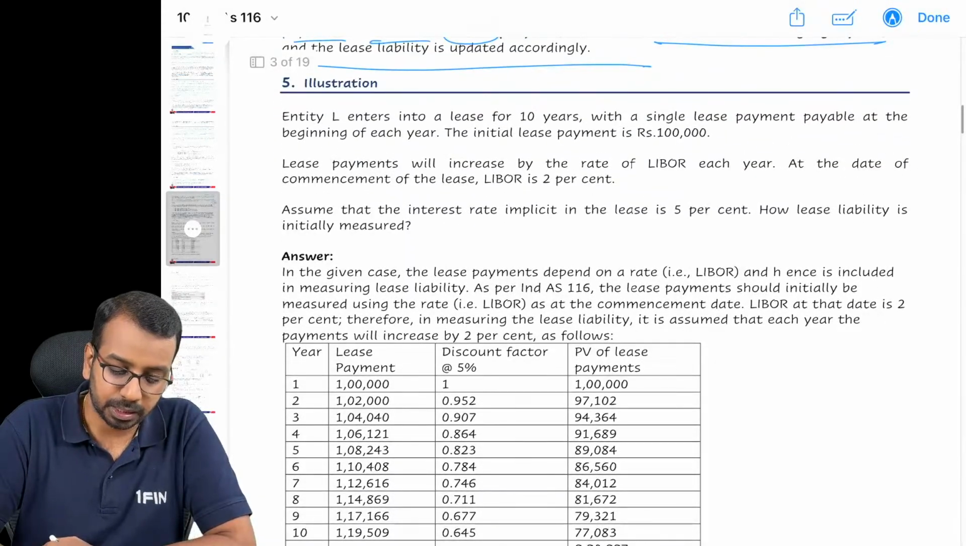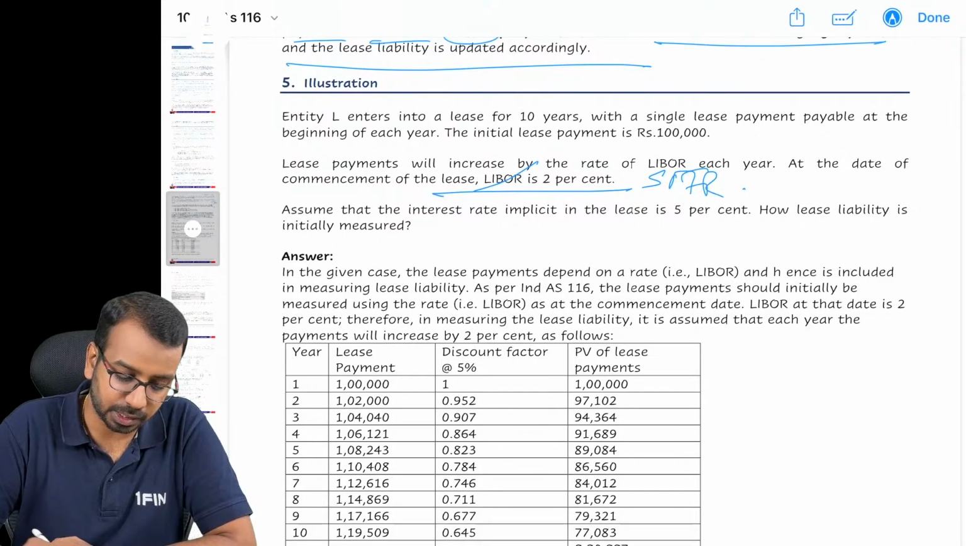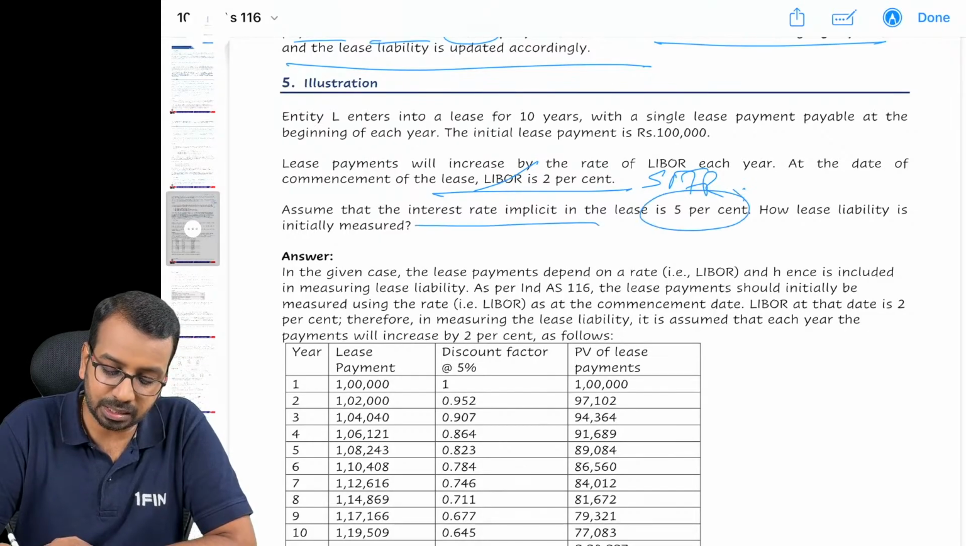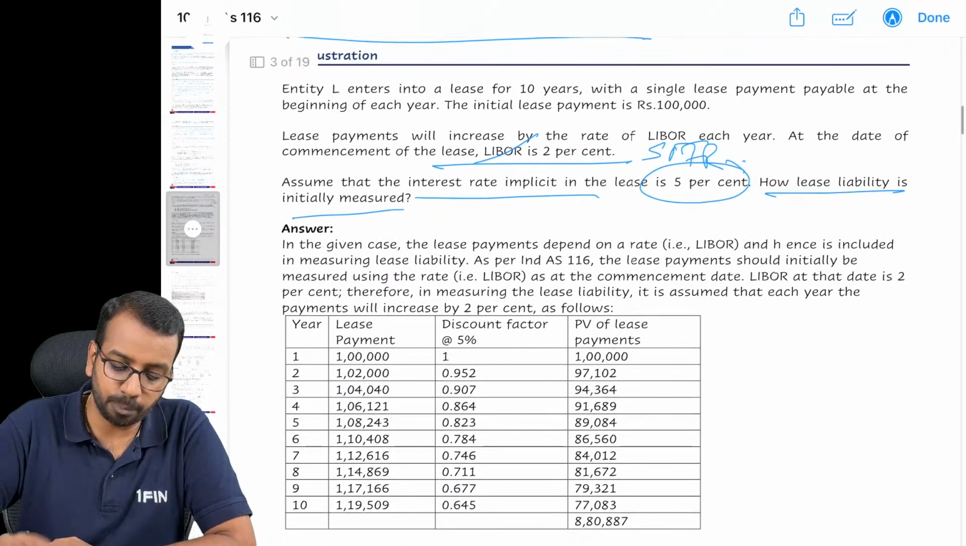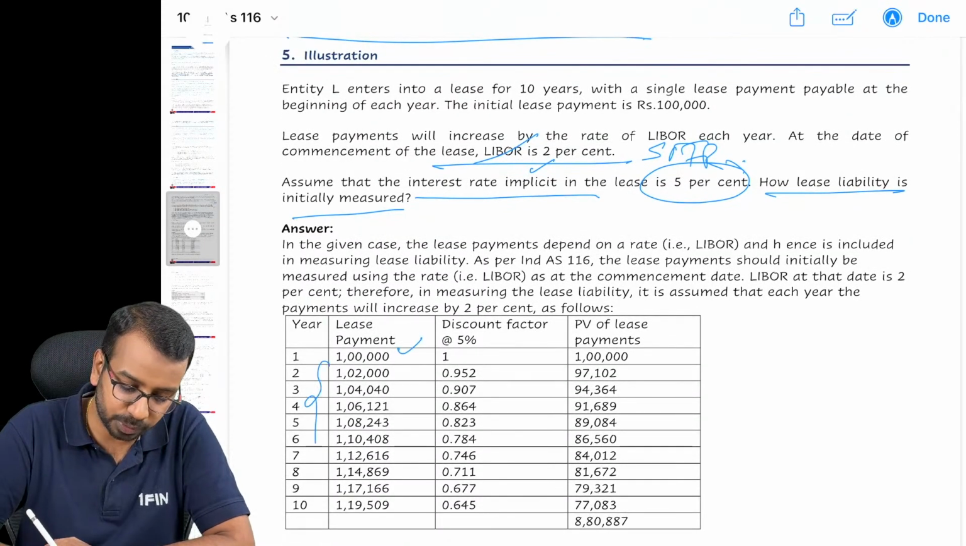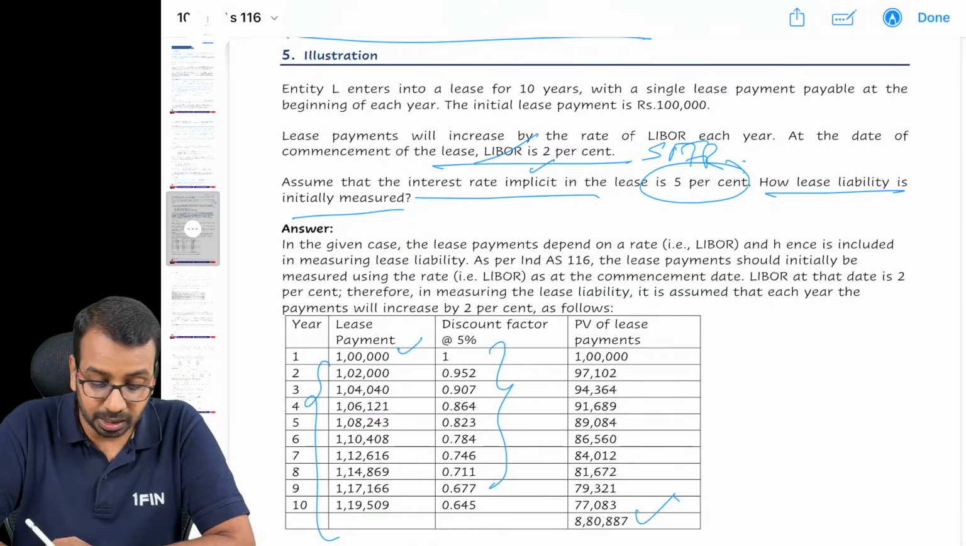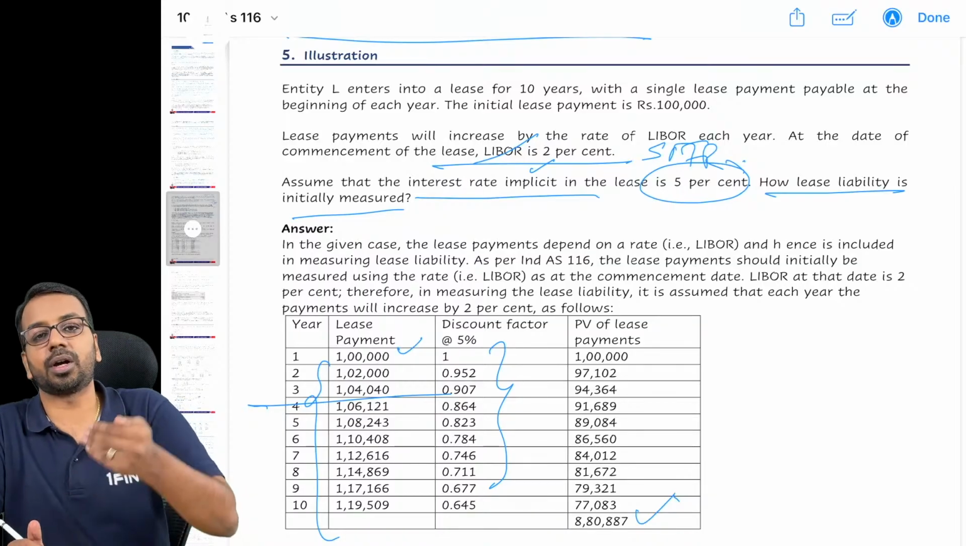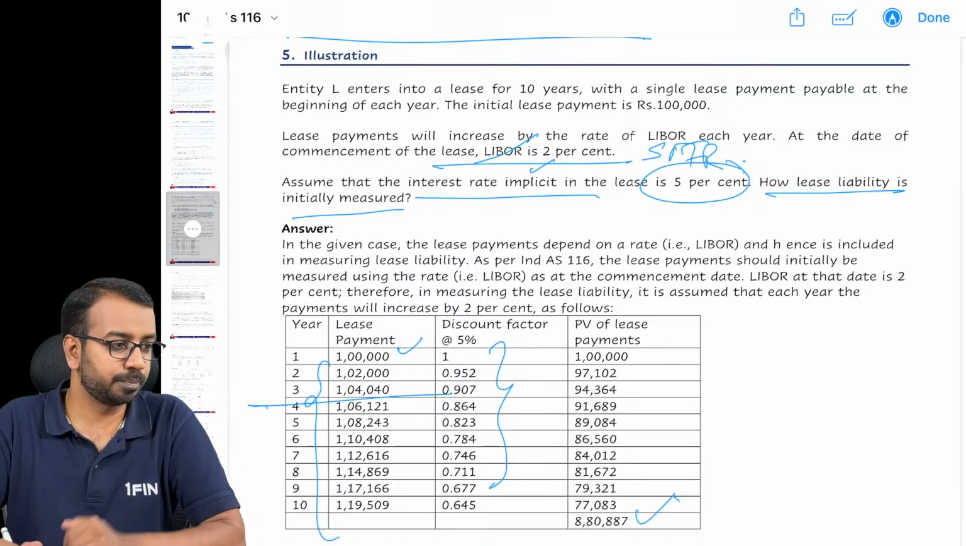Here, the LIBOR is 2%. Now, SOFR you can consider. The rate implicit in the lease is 5%. How is lease liability measured? So, here I know 2% it will increase every year. So, 1 lakh and 2% increase every year. Discount factor 5%. Calculate the present value. Subsequently, if the rate changes, then accordingly I will update the lease schedule.